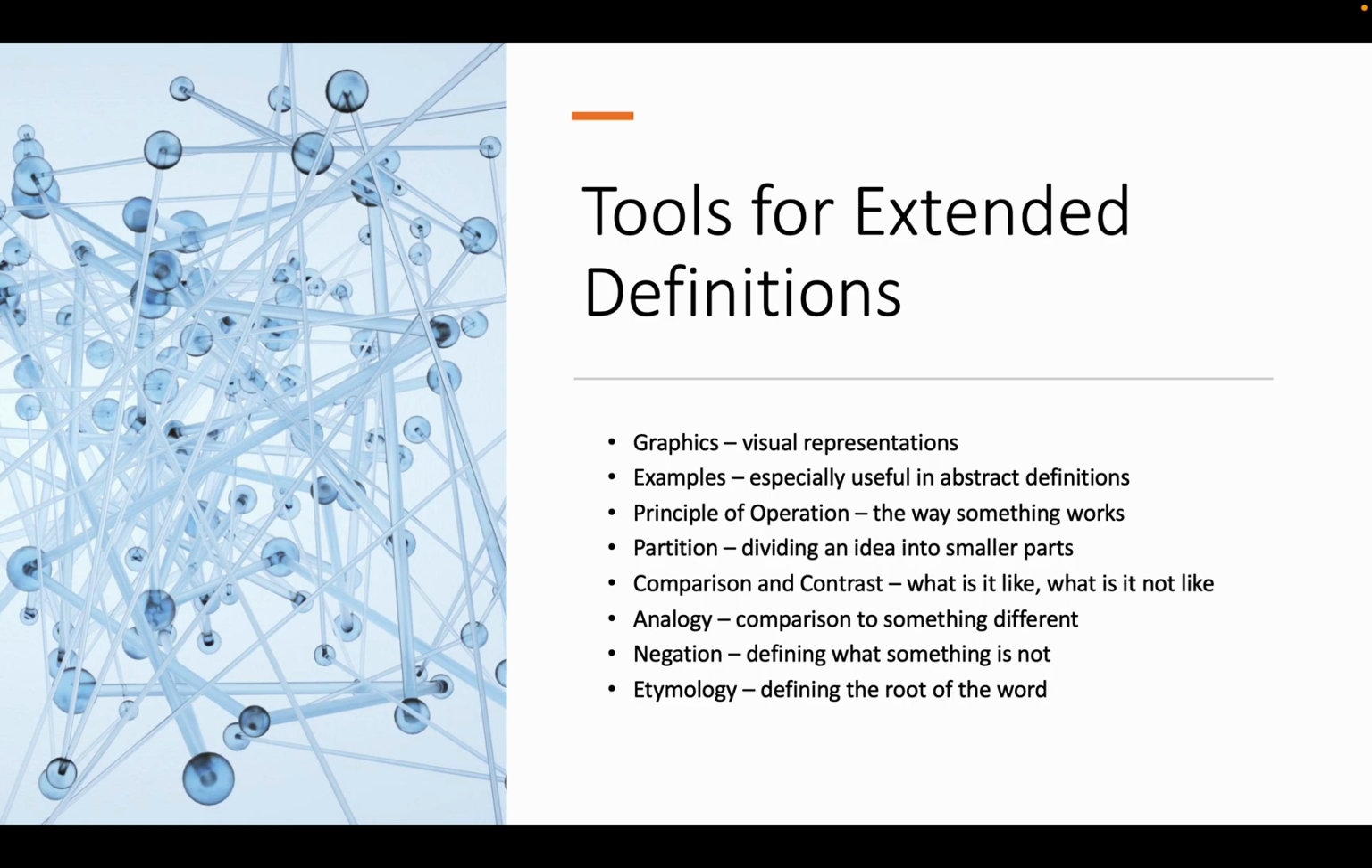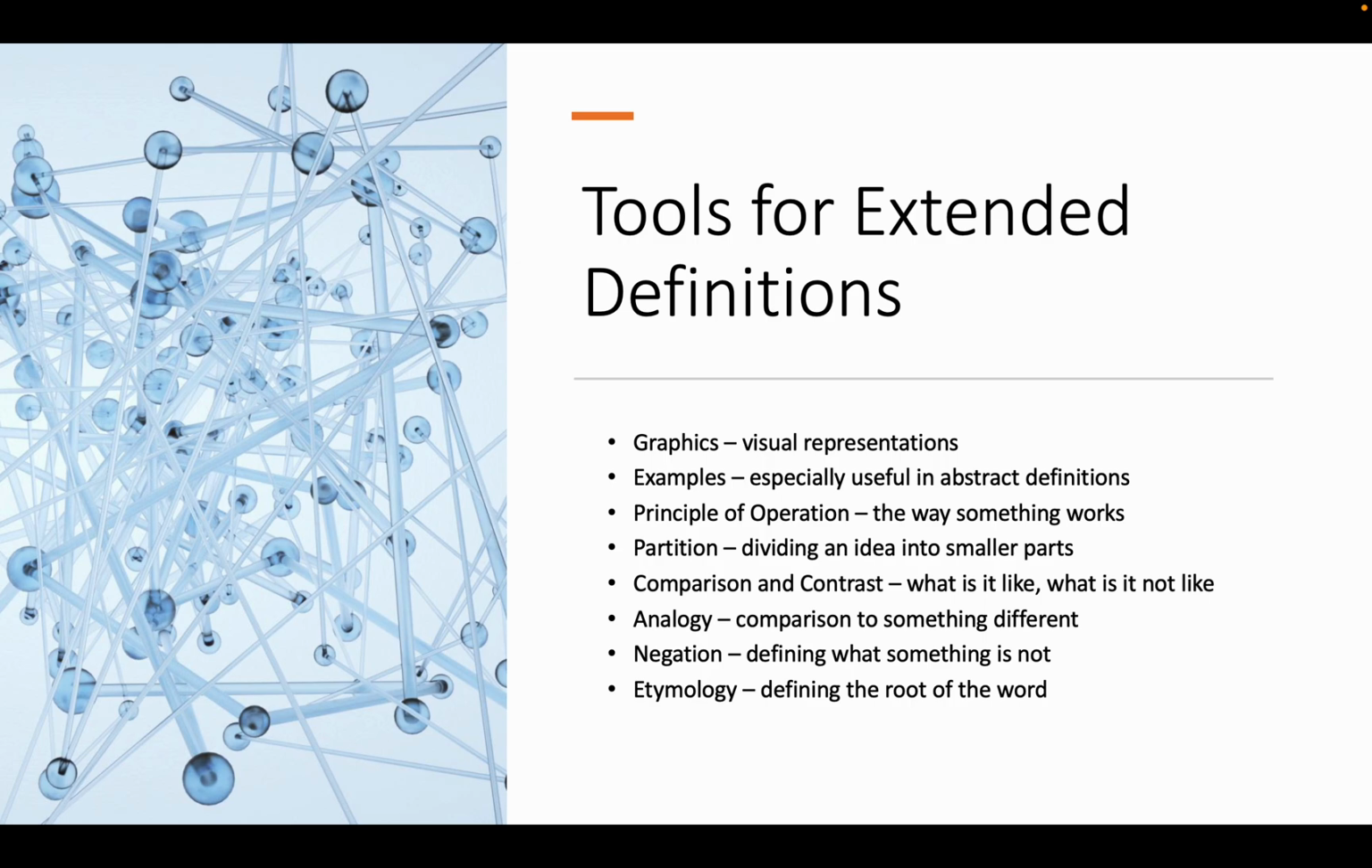Examples. These are especially useful in abstract definitions. You can do principles of operations. This is the way something works. Partition is when you go in and you divide an idea into smaller parts. Comparison and contrast is what is it like and what is it not like. And then, for example, a lot of times you might hear me say, in academic writing versus in technical writing, that's a comparison. That's how they're similar or how they're not similar.